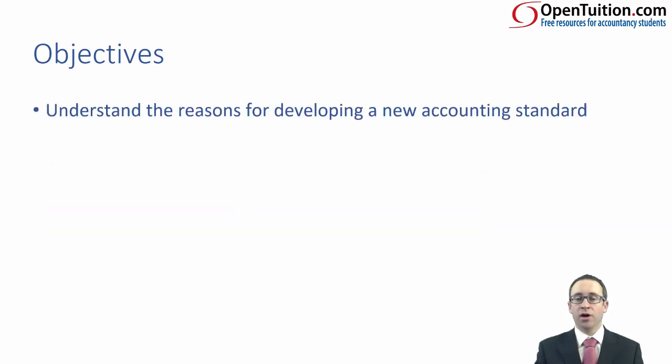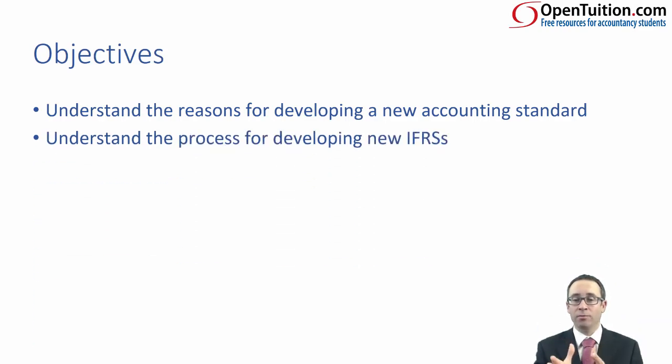So let's go through and have a look at what we are expected to get from this session. So first of all, we want to go through and understand why we develop new accounting standards, because that's what current issues is all about, isn't it? There is an issue with the standard. We need to look at what the issue is and why we develop an accounting standard. So if we know why we develop an accounting standard, that should then help us understand the issues. And to do that, we need to understand the process of developing a new IFRS. So we need to look at why we develop a new IFRS and then how it is then developed.